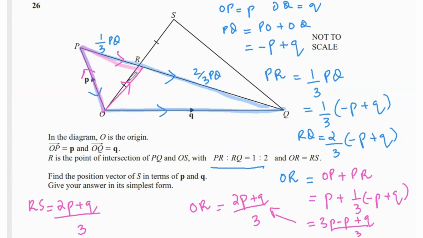Now, as you can see, OS is the sum of OR and RS. So I'm going to write this over here. OS is twice (2p plus q) over 3, which is (4p plus 2q) over 3. That is your position vector for S in terms of p and q in its simplest form. If you're still confused by this question, hit me up in the comments below and I'll try to explain it again, because I know the working is a little bit squiggly at this moment as there's a lot going on, but I am open to explaining it again.